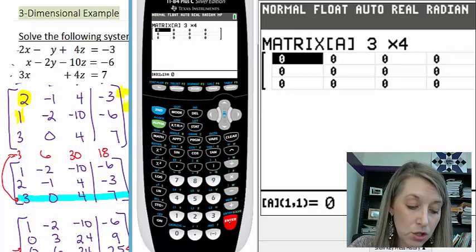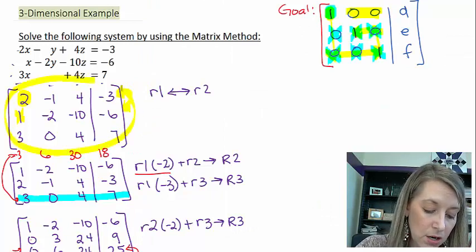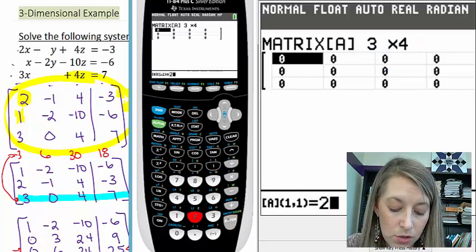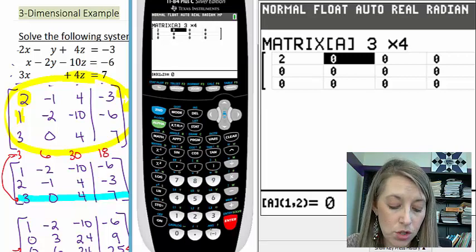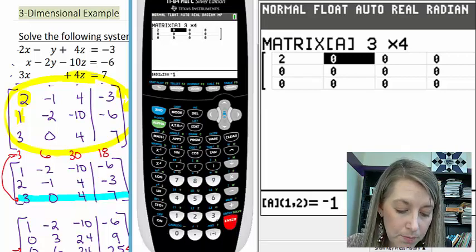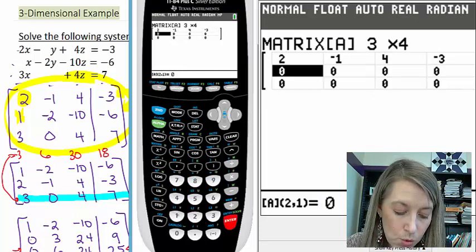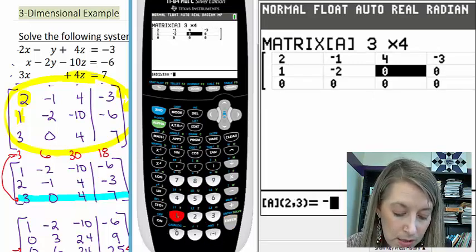So I need to plug in the entries that I see here, meaning just the coefficients or the numbers in front. Now I'm going to do 2, and then every time you push enter, it's just going to keep moving you to the right. If you're at the end of the right, it moves you to the next thing. So put in your number and then push enter. So 2, -1, 4, -3. So I'm just working my way through this matrix until I've got all of my entries in.